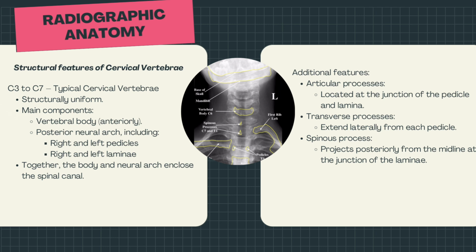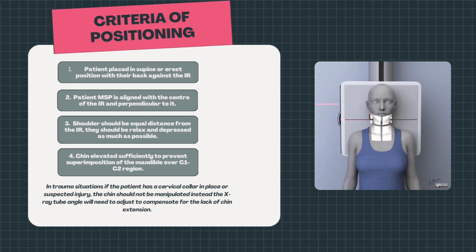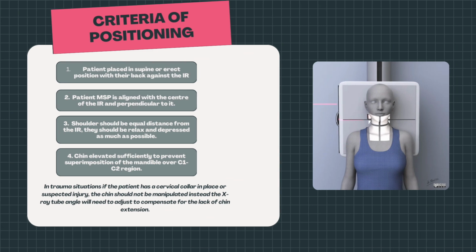Additional features are the articular processes that are located at the junction of the pedicles and laminae, the transverse processes that extend laterally from each pedicle, and the spinous processes that project posteriorly from the midline at the junction of the laminae. Moving to the next is the criteria of positioning.